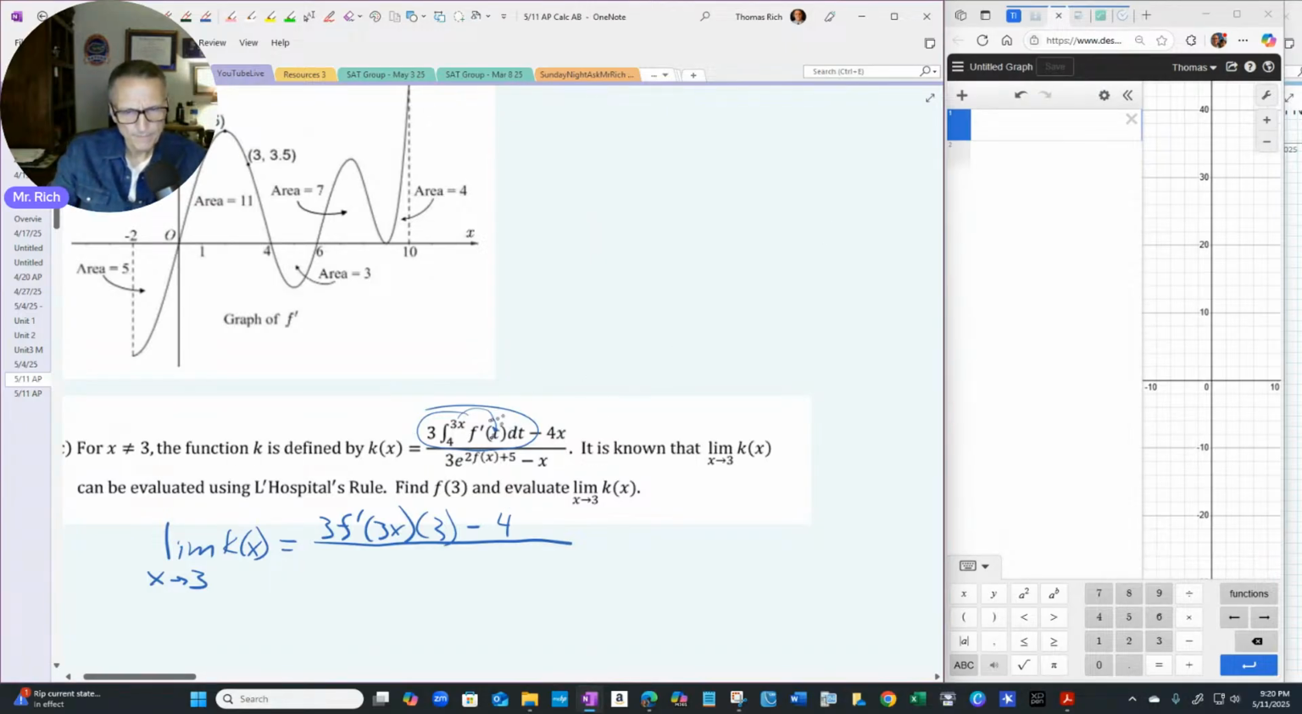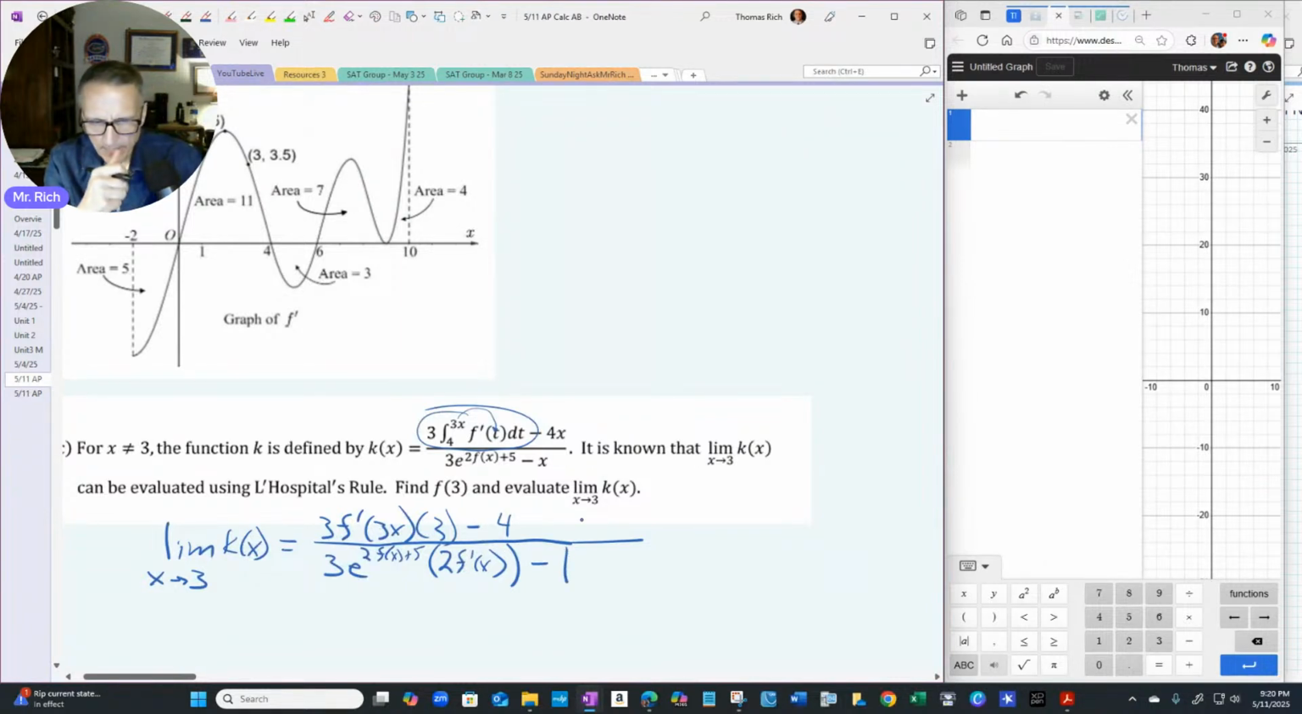The derivative on the bottom is going to be, the derivative of this exponential is going to be 3 times e, it is itself, right? 3e to the 2 times f of x plus 5, but then times the derivative of the exponent. So that's going to be 2 f prime of x, and then the derivative of the 5 is 0. So we're multiplying that by that, and then minus 1 right there.